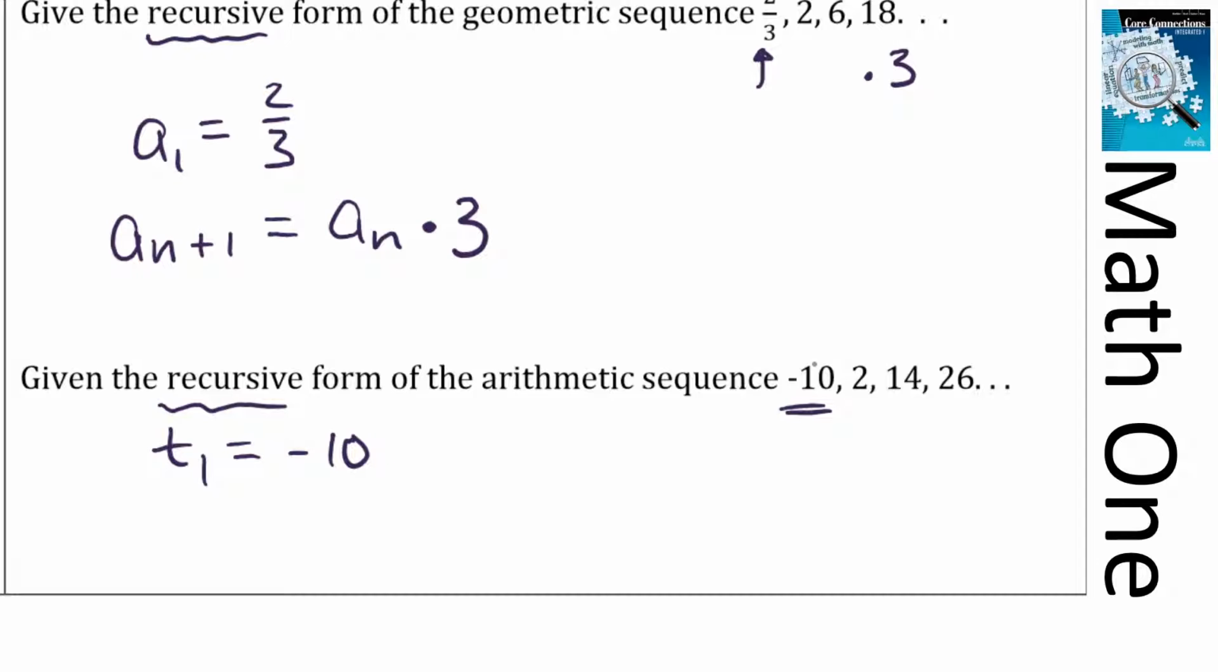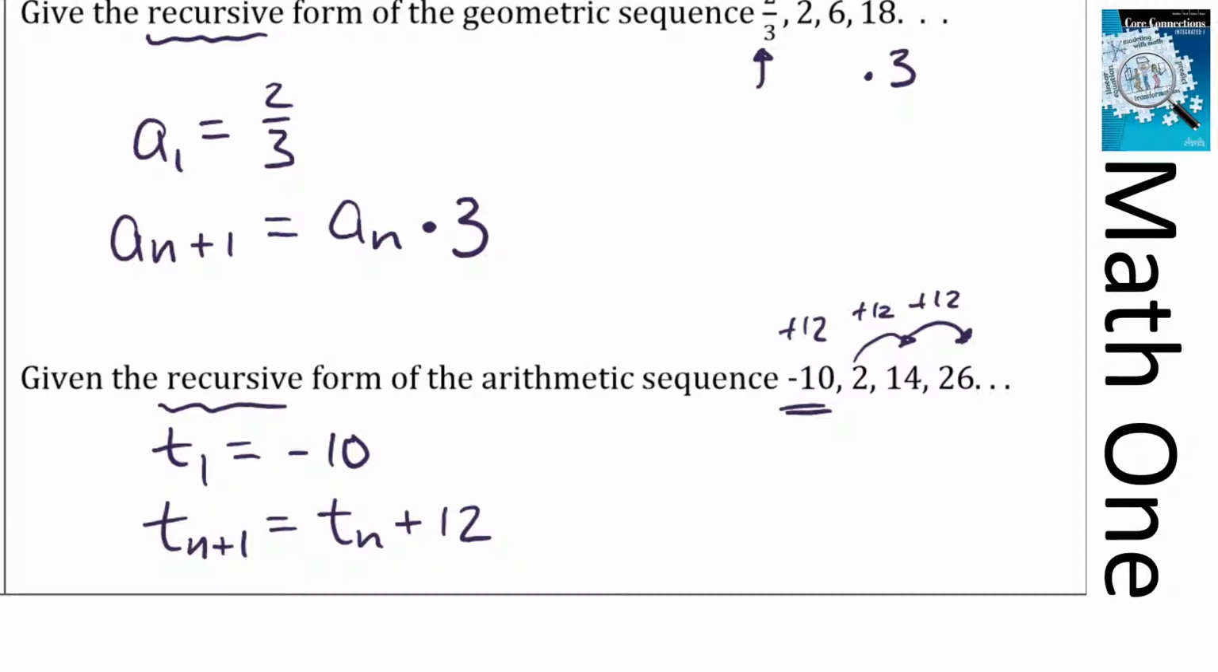Now you can see right here, if I'm going from -10 to 2, and then from 2 to 14, and then from 14 to 26, each time I'm adding the number 12, right? I'm increasing by 12. Even from -10 to 2 is an increase of 12. So that's the recursive rule, right? In order to get to the next value, t sub n plus 1, the next one is equal to the current one, t sub n, plus 12 more. So recursive definitions do need both statements. You need to know where to begin and how to get to the next term given the current term.